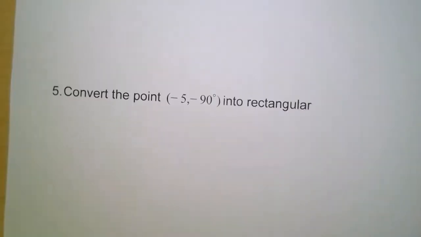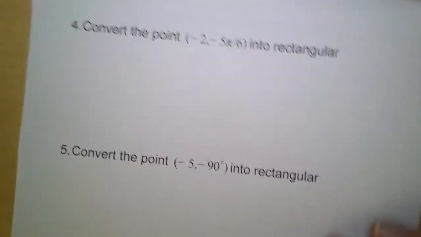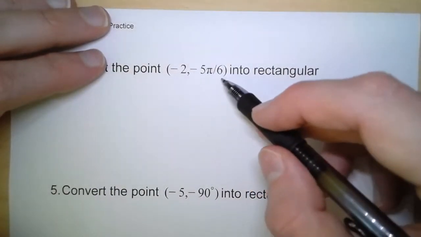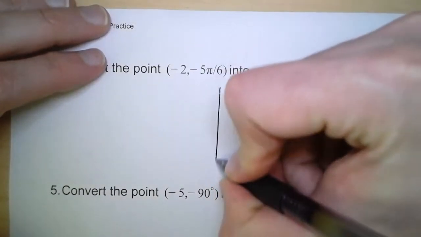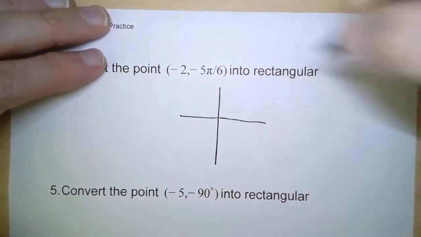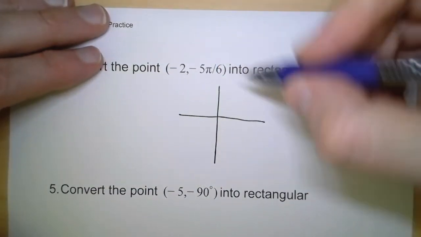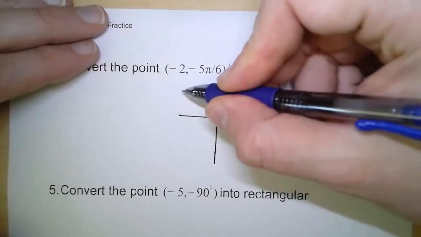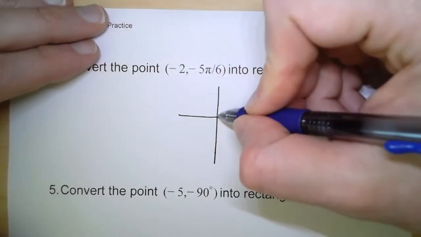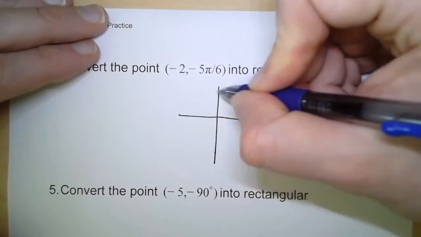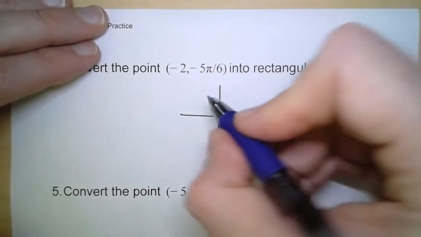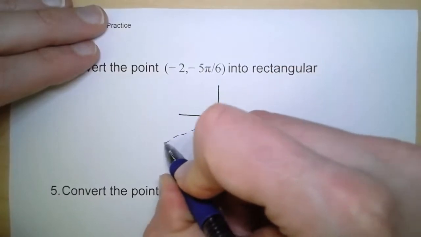So looking at the next one, here we've got -2, -5 pi over 6. Now if an angle's negative, that just means it rotates in the opposite direction. And so 5 pi over 6 is what we just saw. That's the same as 150. And so we would rotate this way. But -5 pi over 6 means we rotate the opposite direction. So that means it's right here.